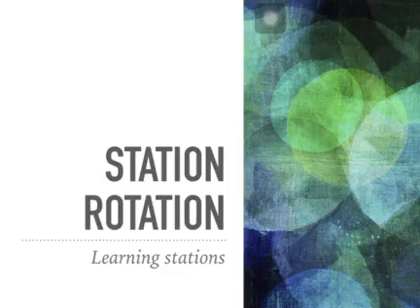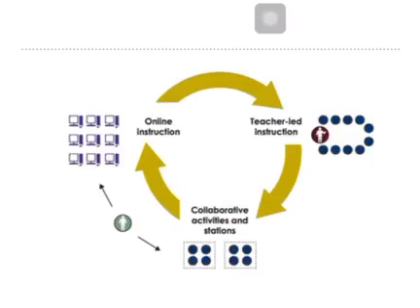The last example of the rotation model is what we call the station rotation. The station rotation model allows students to move through stages or stations on a fixed schedule, and at least one of the stations is an online learning station. This model is popular in elementary schools since students need not move to another physical classroom. In the station rotation model, students visit various stations or centers during allotted time for a specific subject.